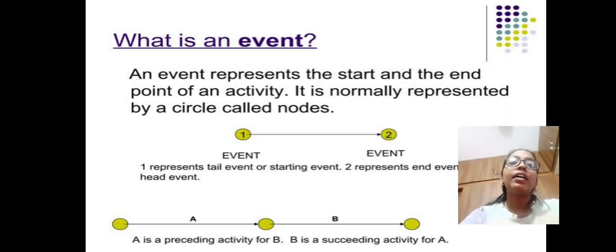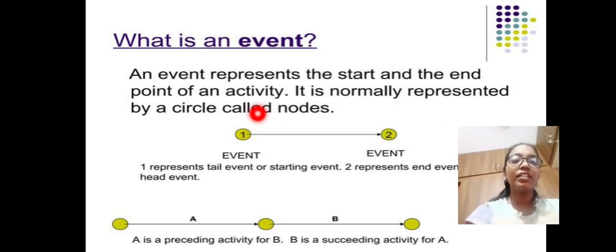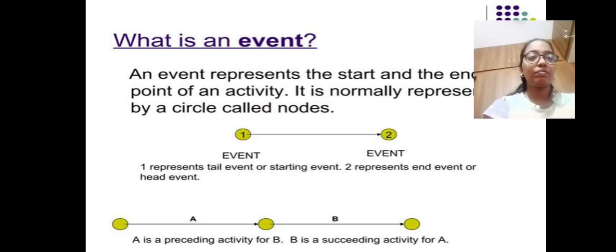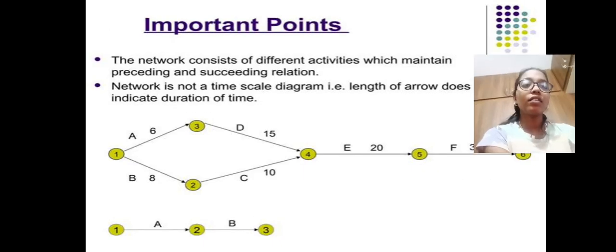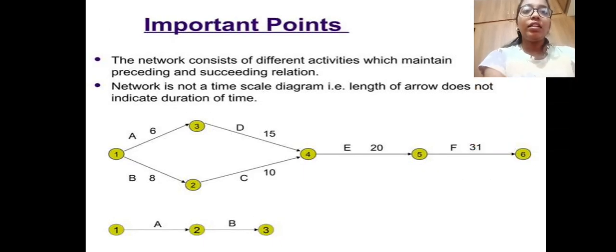What is an event? An event represents the start and the end point of an activity. It is normally represented by a circle called a node. This is an example of the events. Important points. The network consists of different activities which maintain preceding and succeeding relations. Network is not a time scale diagram. The length of the arrow does not indicate the duration of time.